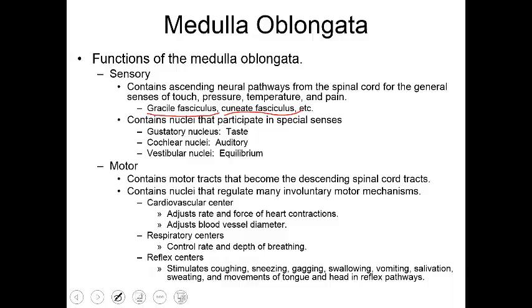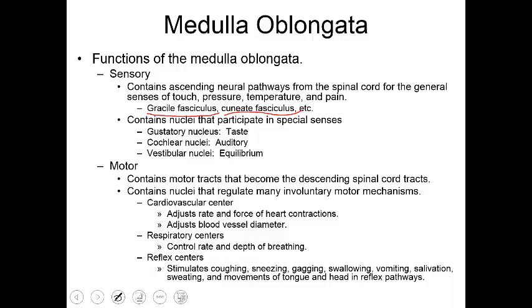Respiratory center, that is a motor center as well, because it controls the depth of breathing as well as the rate. So how fast we're breathing and how deeply we're breathing. Now the interesting one is the reflex center. We have reflex center in our medulla oblongata as well. So this is what stimulates functions like sneezing, which you cannot control, gagging, swallowing, coughing, salivation. So these are autonomic responses, if you will.